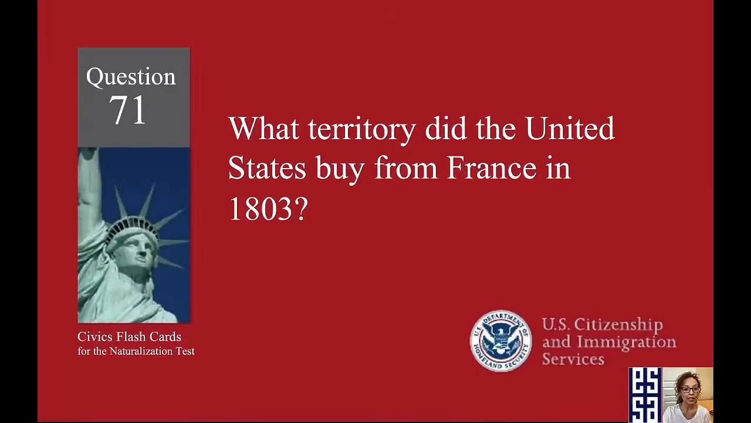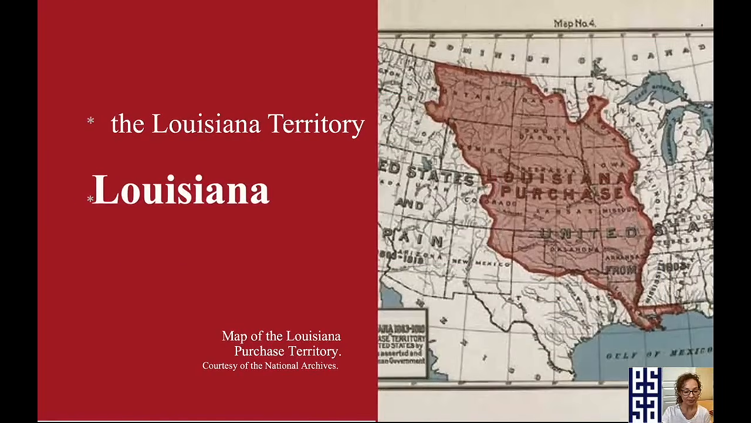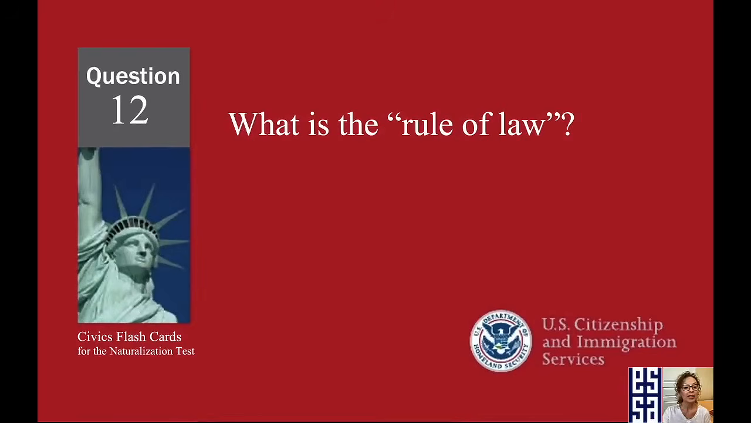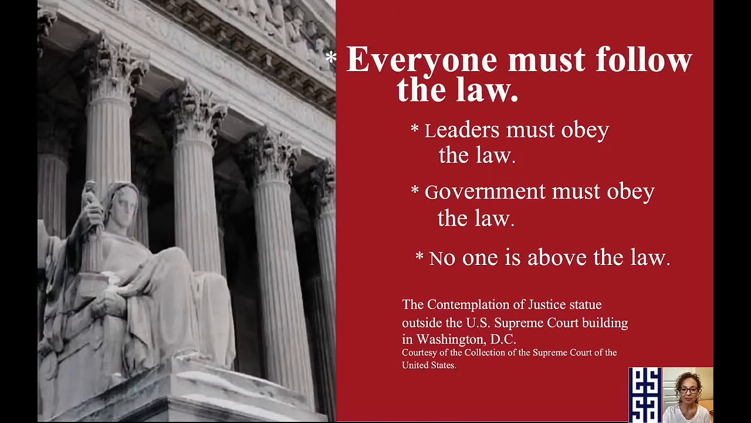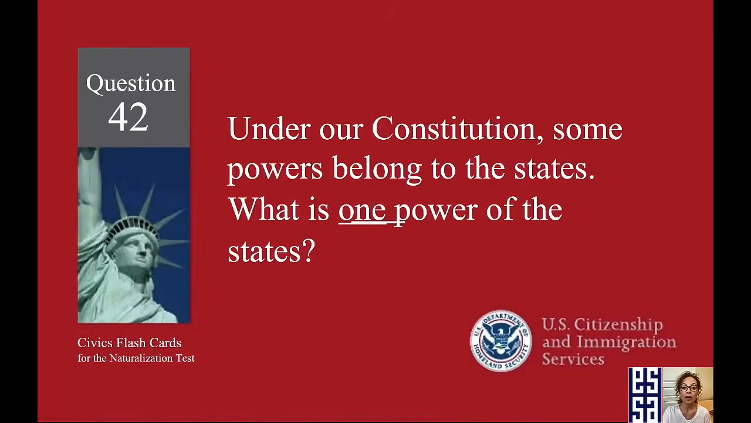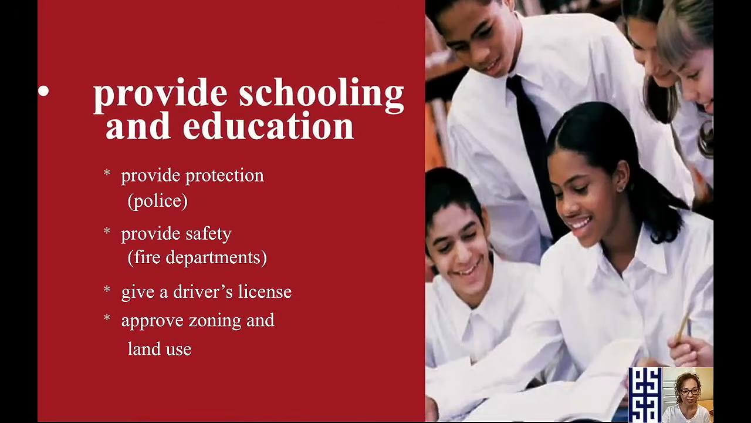What territory did the United States buy from France in 1803? Louisiana. What is the rule of law? Everyone must follow the law. Under our Constitution, some powers belong to the states. What is one power of the states? To provide schooling and education.